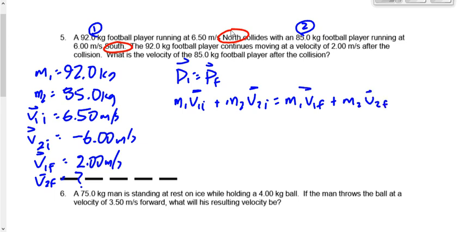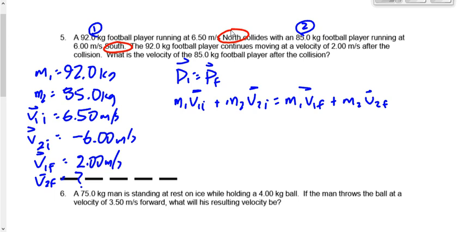Some of the questions that we did, I think 1 to 3, all involved the objects sticking together. So it was M1 V1I plus M2 V2I equals M total times VF. It's not really much different, right? The strategy that we follow is exactly the same. We just ask ourselves the same questions, how many objects do we have? It's just the answer to that question is a little bit different here. We have 2 objects afterwards instead of 1.